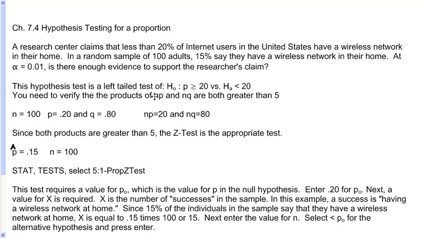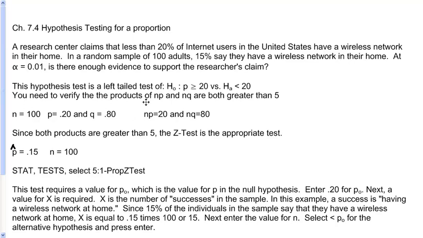So this is going to be a left-tailed test because it says less than, and so the null hypothesis is p is greater than or equal to 0.20, and the alternative hypothesis is p is less than 0.20.